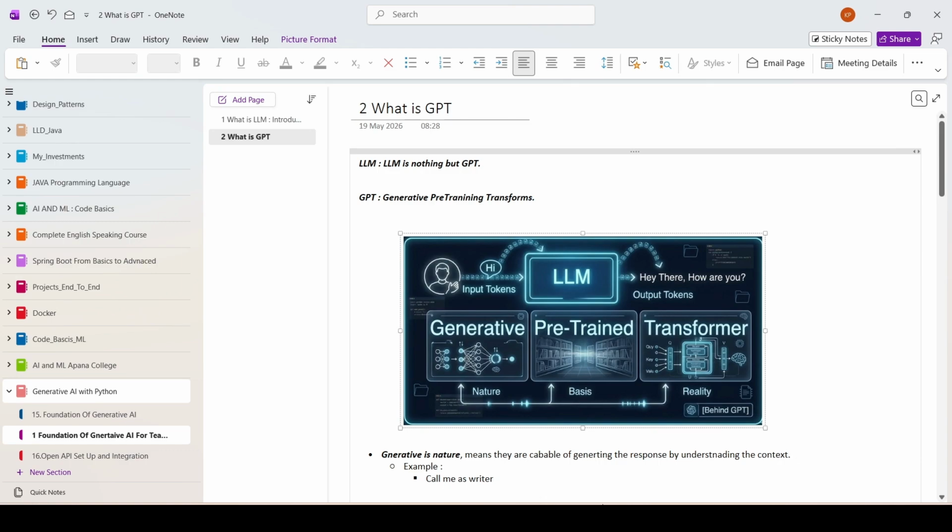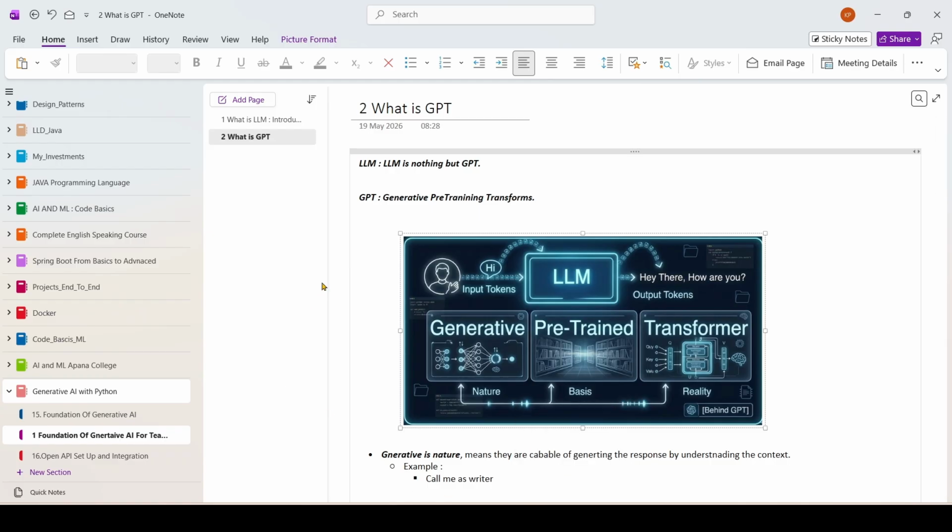In the last video, I talked about what is LLM. In today's video, I will dive into what is GPT. Just to recap, LLM stands for large language model. They have the capability to understand human language, process it, and respond back again in human language. OpenAI is the company that built their large language model and named it GPT.